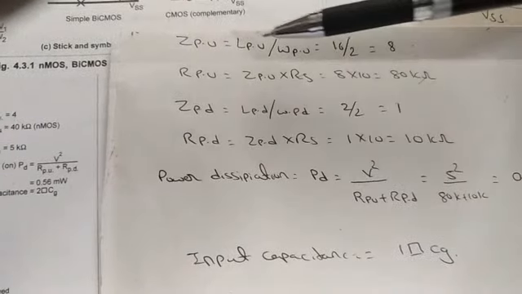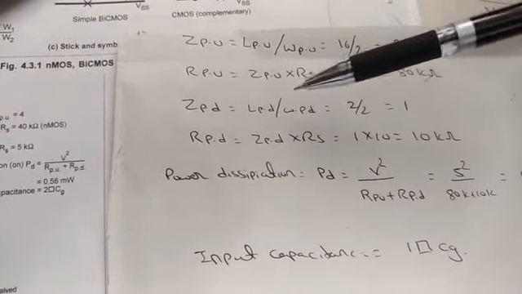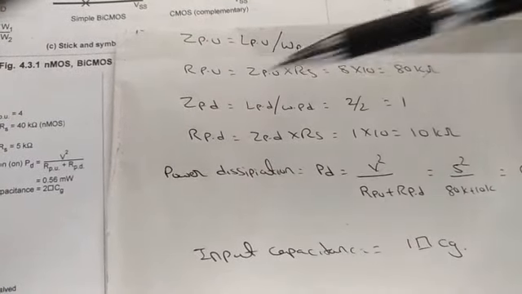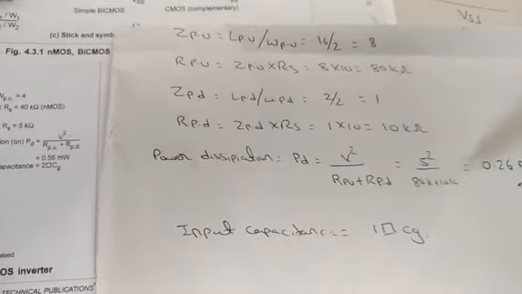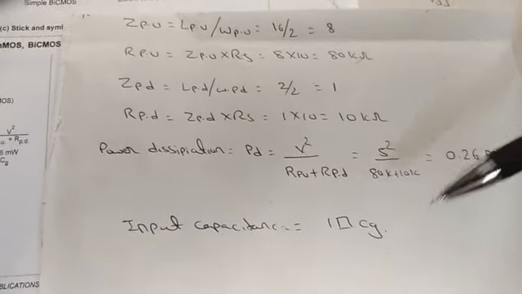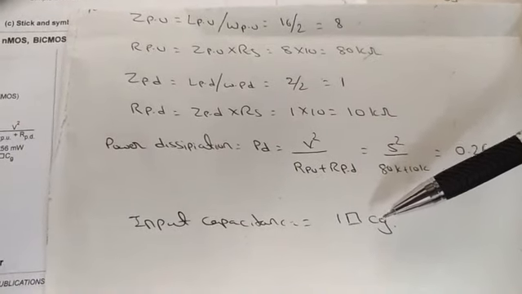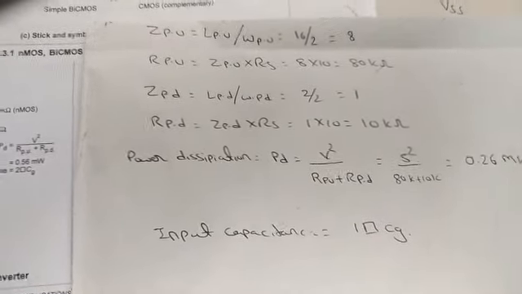If you put it in the same formula and calculate, you will get ZPU, that is LPU, 16/2, and the resistance of the pull up transistor is 80 kilo ohm, then the same for the pull down. After the power dissipation formula you get 0.6 milliwatt. The input capacitance is one gate capacitance, that is 1 square gate capacitance.